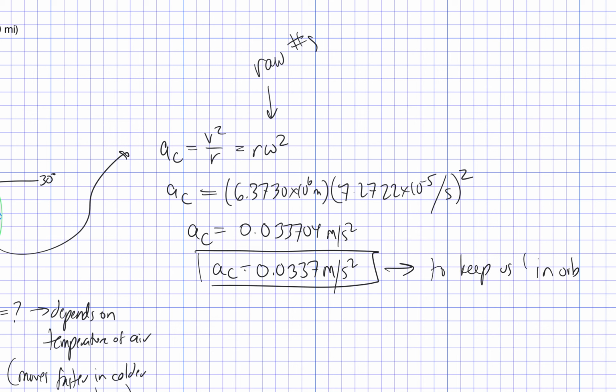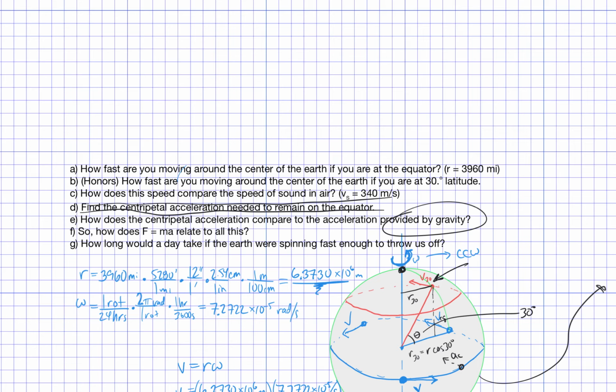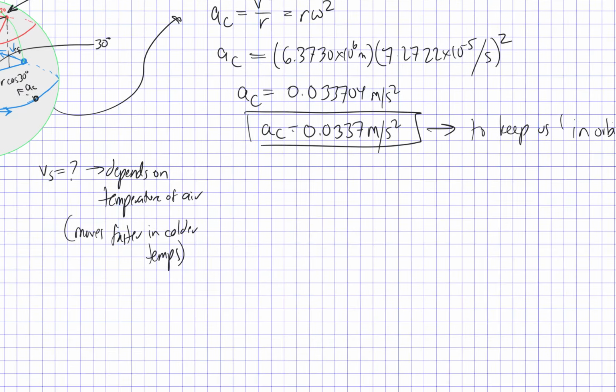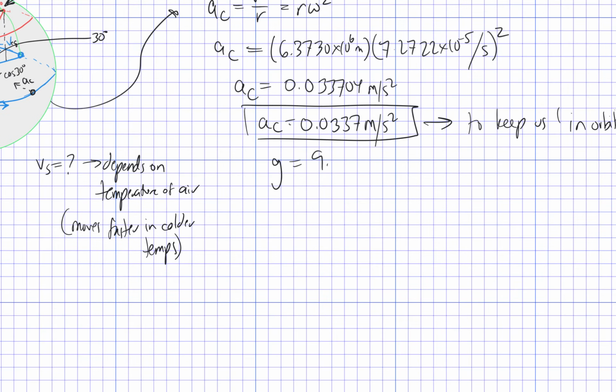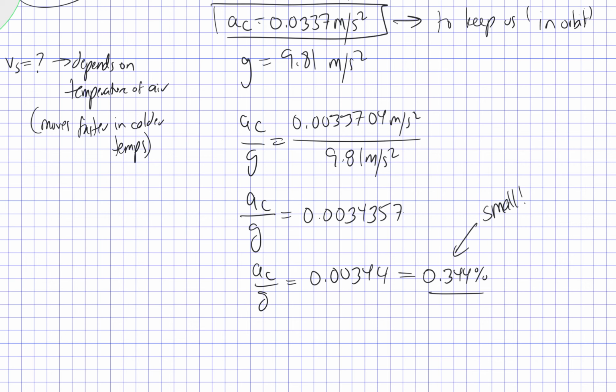Okay. So part E, how does that centripetal acceleration compare to the acceleration provided by gravity? I can put G right underneath it, and you can see that, wow, it's much, much smaller. If I wanted to do it fractionally, I could say AC over G is 0.003437, or 0.00344, or if you prefer, 0.344%. So it's less than 0.5%.